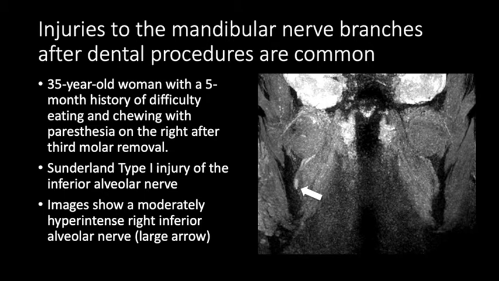Here's an example of an injury that we see commonly related to a molar tooth extraction. This patient had a 5-month history of eating and chewing difficulties and paresthesias after they had a third molar removal. And you can see here that the inferior alveolar nerve on the right side where she had the tooth removal is enlarged with increased T2 signal compared to the left. And this is consistent with a Sunderland type 1 injury.